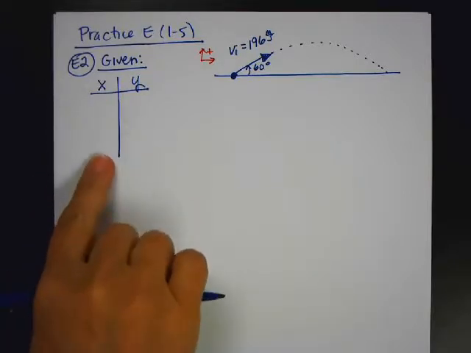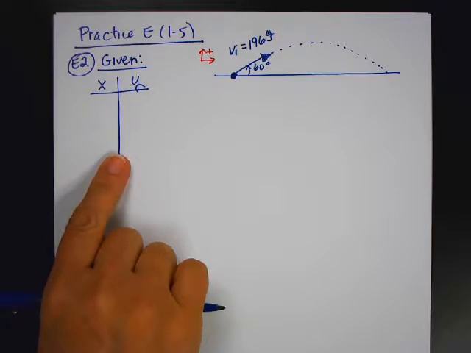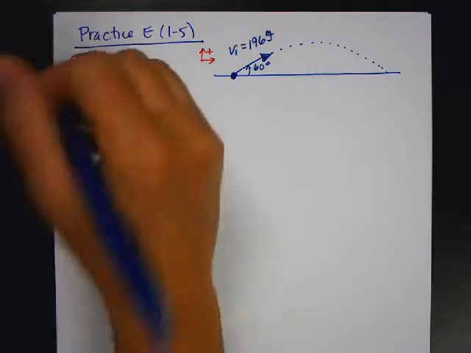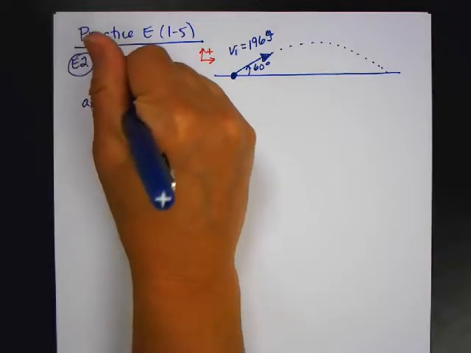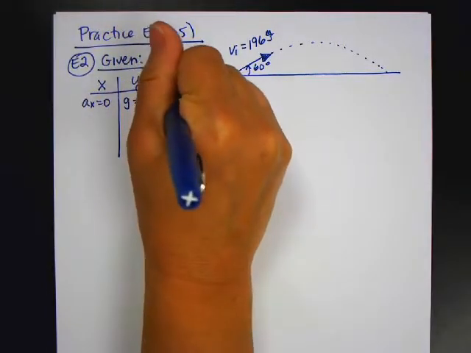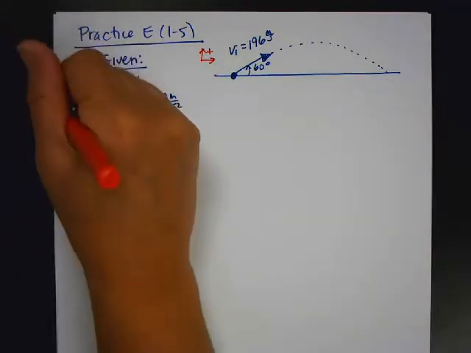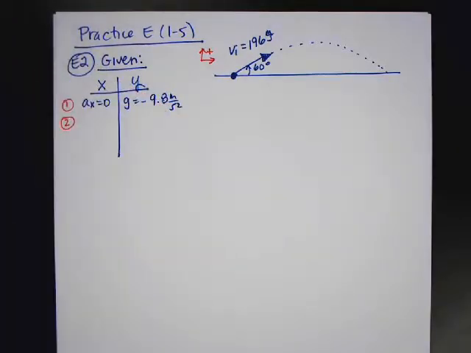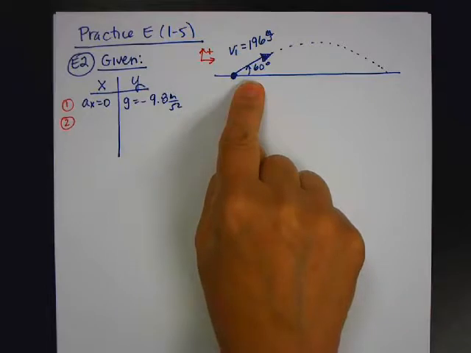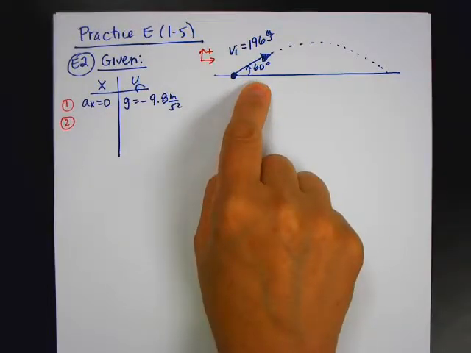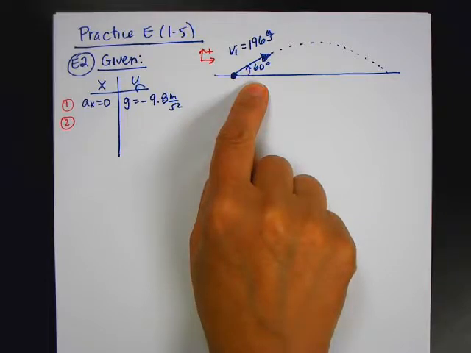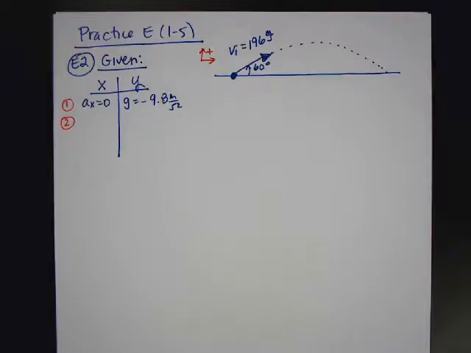Now, when we talked about our given, we said the first thing that we're going to do is say on every single problem that AX is 0 and G is equal to negative 9.8 meters per second squared. We're going to do that on every single problem. So that's step one. Step two, I said if you're given your initial velocity, break it up into horizontal and vertical components. Now, when we did horizontal projectiles, the VIY was 0. VIY is not 0 here, is it? No.